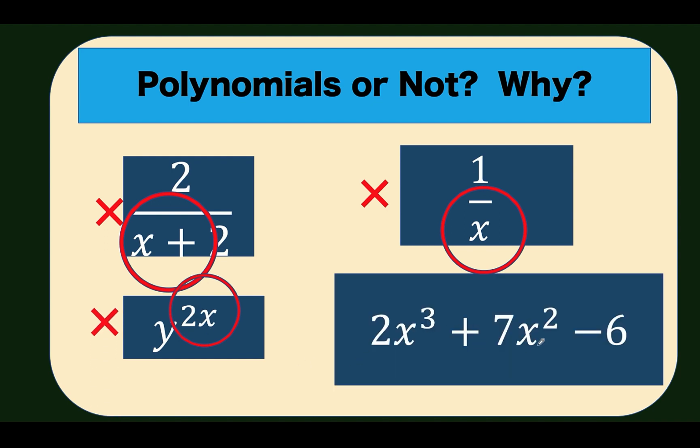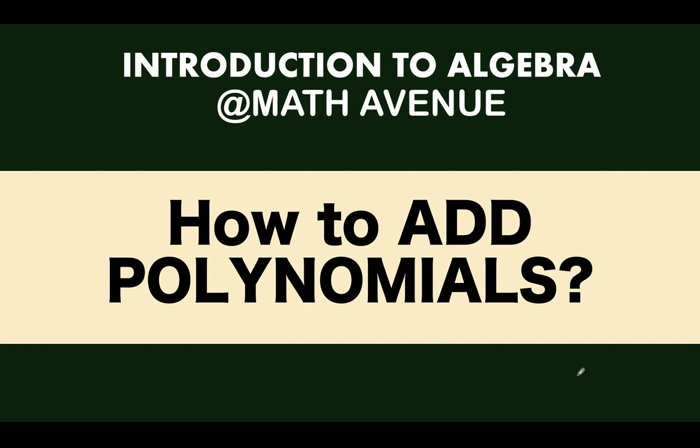2x cubed plus 7x squared minus 6 is a polynomial because x cubed does not violate the tests. X squared also does not violate those three tests, and therefore this is a polynomial. So let's begin now with the first operation, how to add polynomials.